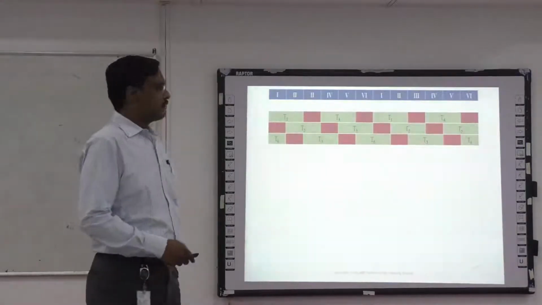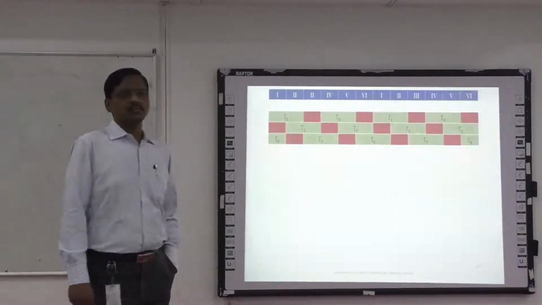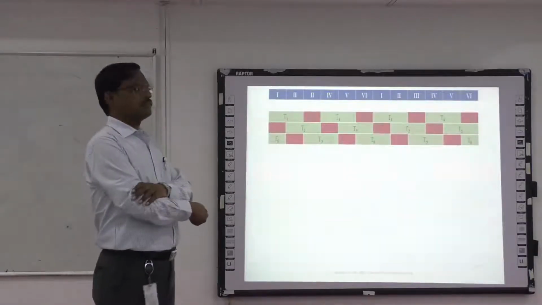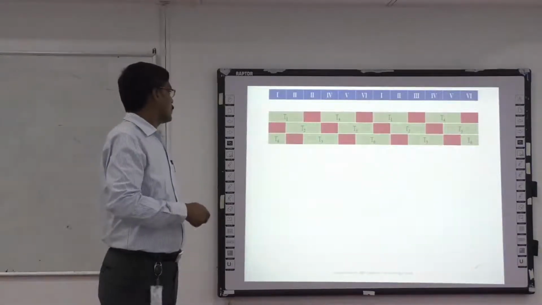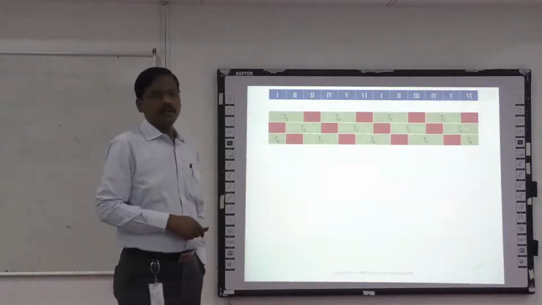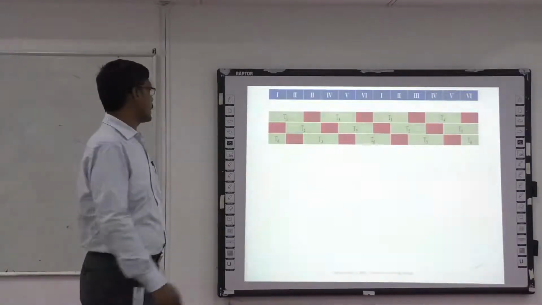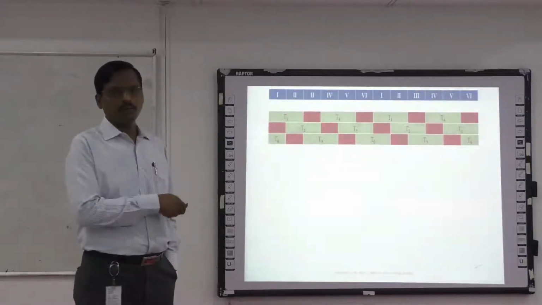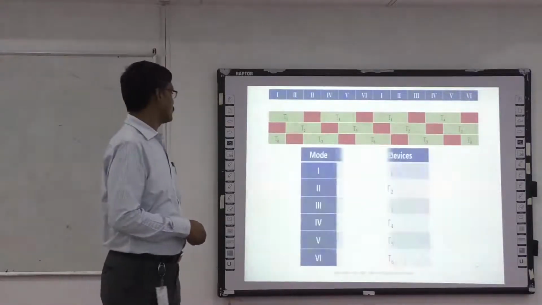Here, for 120 degree mode of operation also we have 6 modes of operation. Each mode will operate for 60 degrees, and the only difference is that at any point of time only 2 switches will conduct, and of these 2 switches, one is from the upper leg and the other one is from the lower leg.